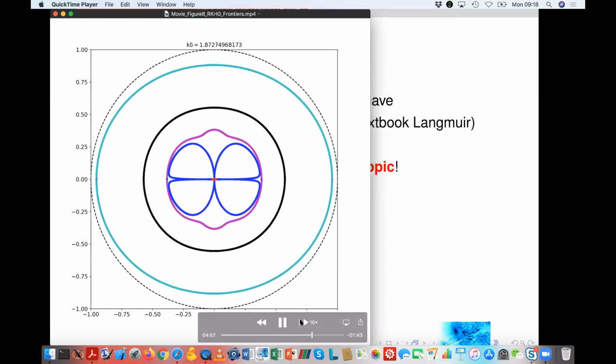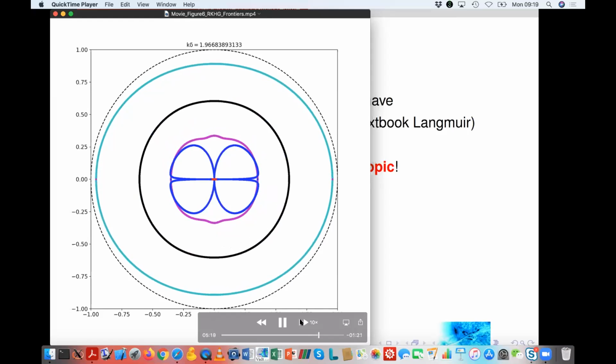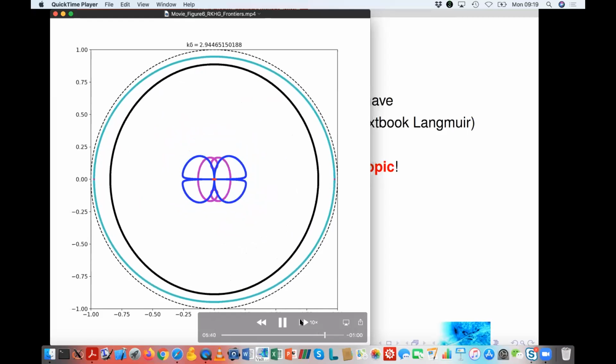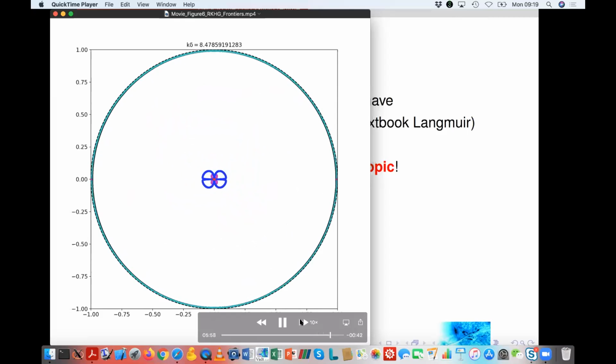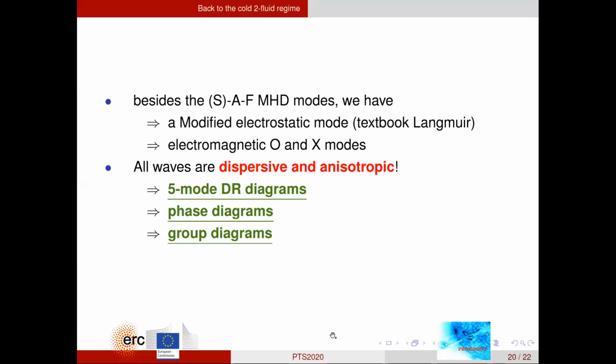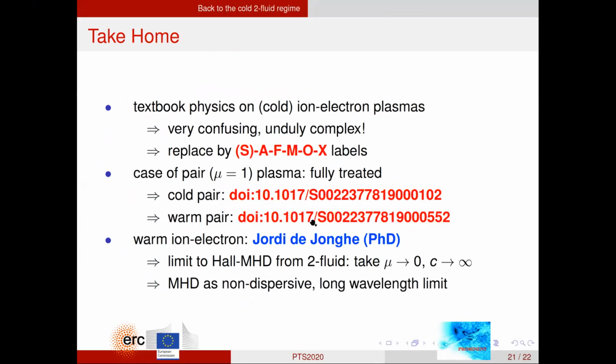And what we can do is we can analytically link the long and the short wavelength limits in a way that was never done before. So with that, I conclude. I'd like to stress as a take home, the textbook physics on cold ion-electron plasmas is of course not wrong. I'm not saying that it's wrong. It's just the way it's presented is very confusing and it's unduly complex. I suggest we should replace it by a unique labeling scheme that works for all angles, namely SAF-MOX.